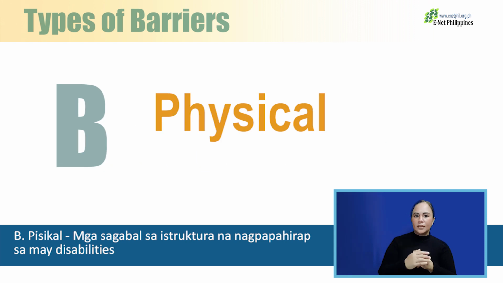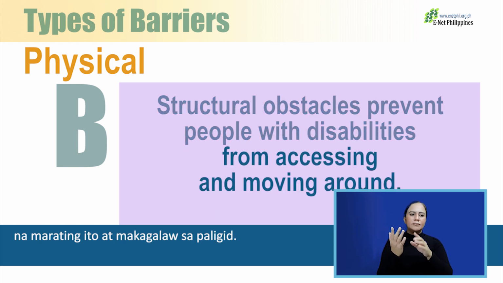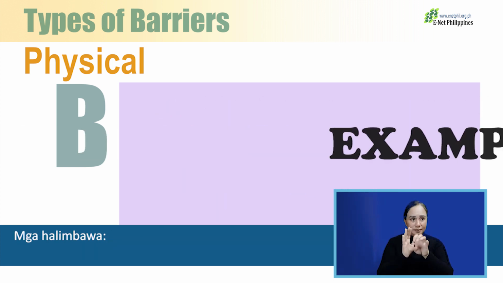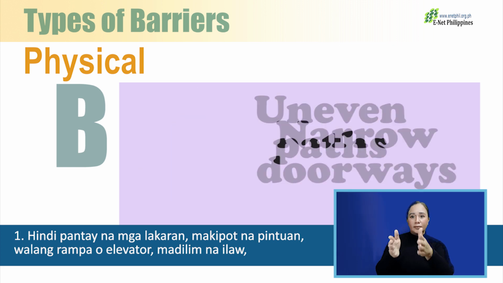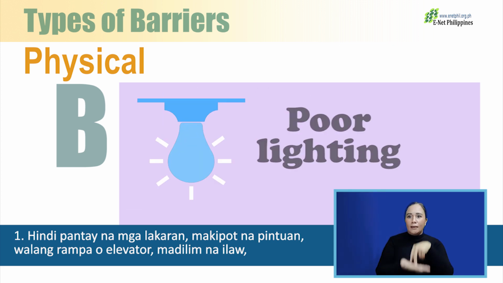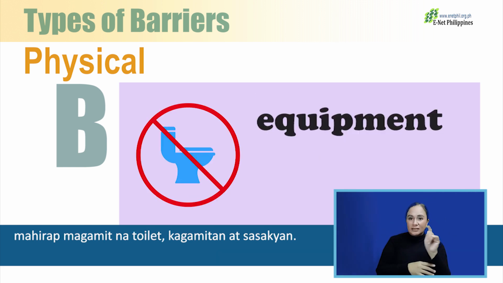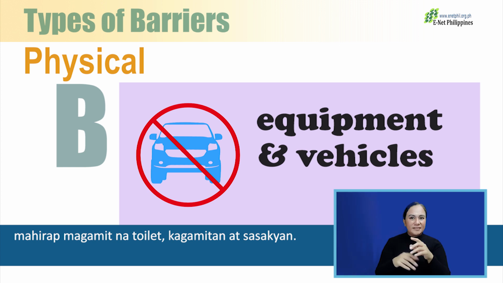B. Physical. Structural obstacles prevent people with disabilities from accessing and moving around. Example: uneven paths, narrow doorways, absence of elevators, poor lighting, inaccessible toilet, equipment, and vehicles.